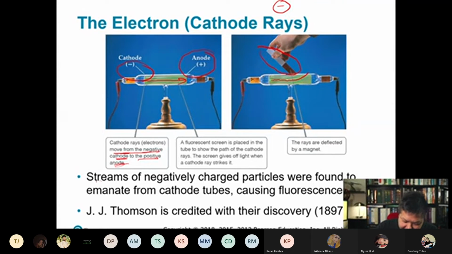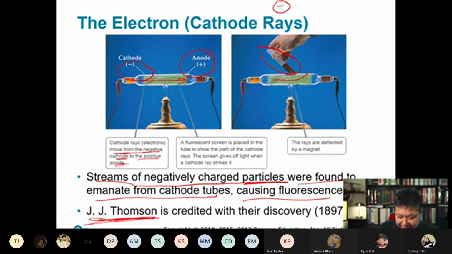So, streams of negatively charged particles, these are the cathode rays or the electrons, were found to emanate from cathode tubes, causing fluorescence. They actually glow too. Cool stuff. This guy discovered this, J.J. Thomson. Not to be confused with J.J. Watt, but J.J. Thomson.